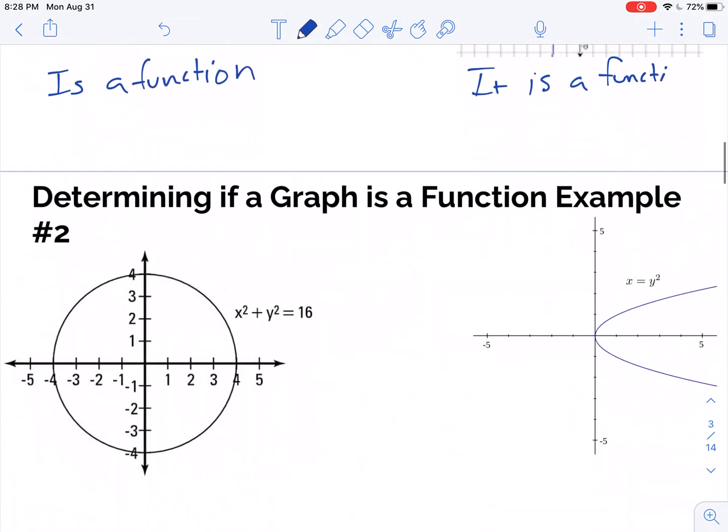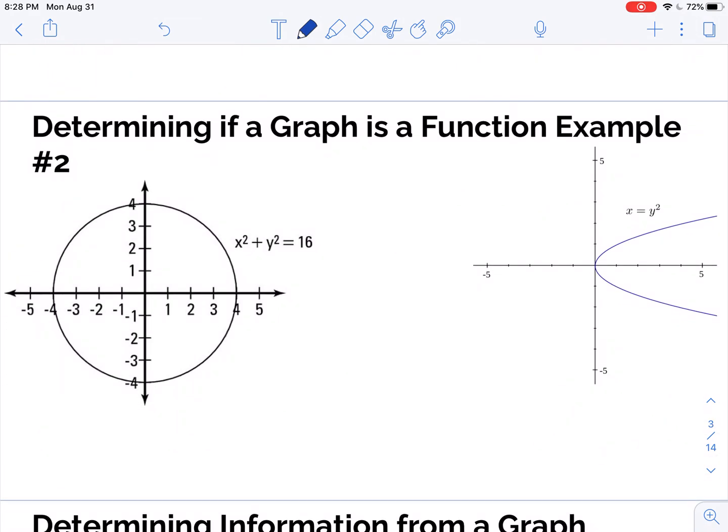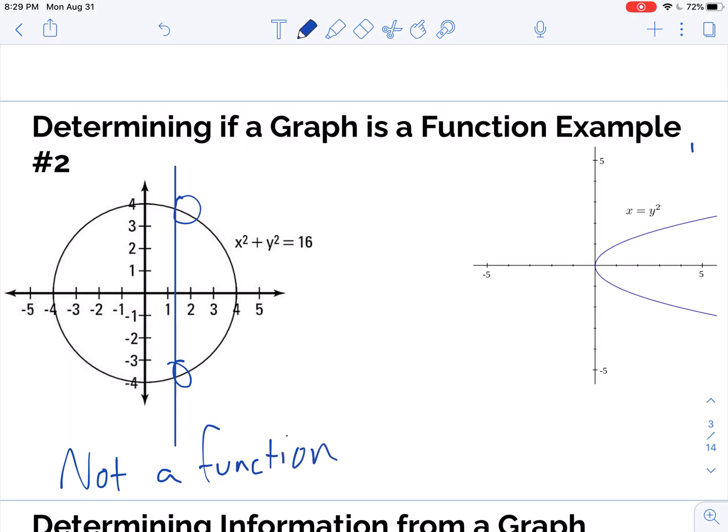All right. Now, over here, I've got two functions. I draw one vertical line. Would you look at that? I draw my vertical line. I've got a y value here and a y value there. That's no good. So this is not a function. It fails the vertical line test. Just like over here, this is not a function. It's going to fail the vertical line test because I pass two different y values for one x, so not a function.